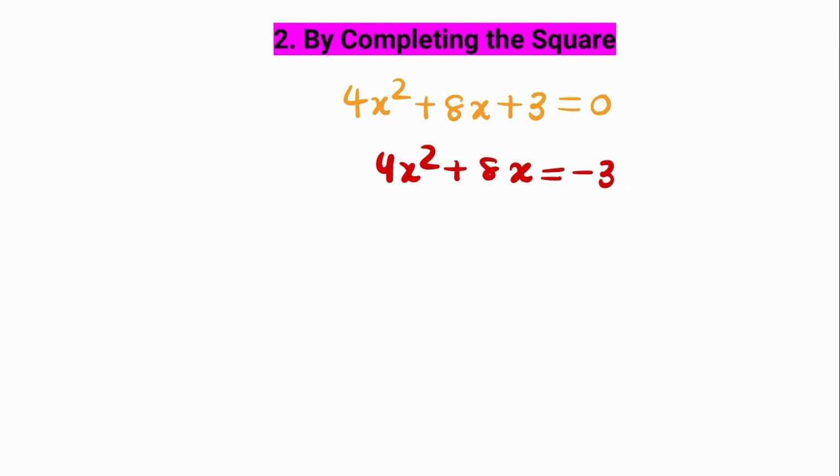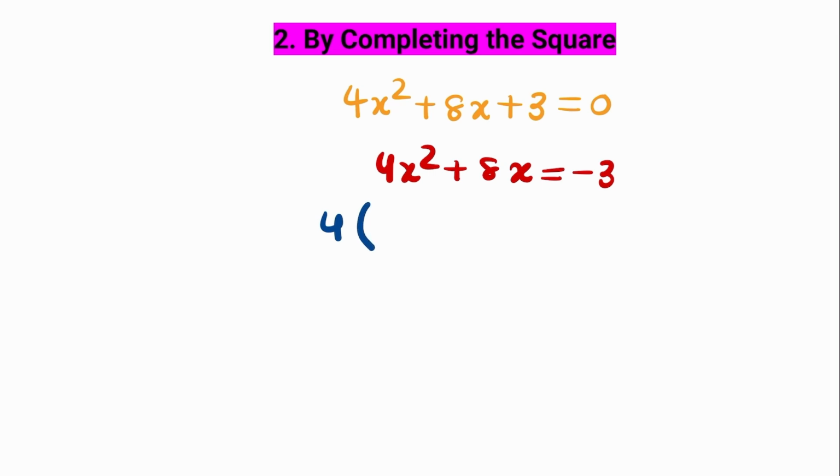But here we have a coefficient in x squared which is 4. So we should try to get rid of that 4. We can get rid of this 4 by factorizing the left hand side equation and taking 4 out as a common factor. Like this, we are taking 4 out as a common factor.